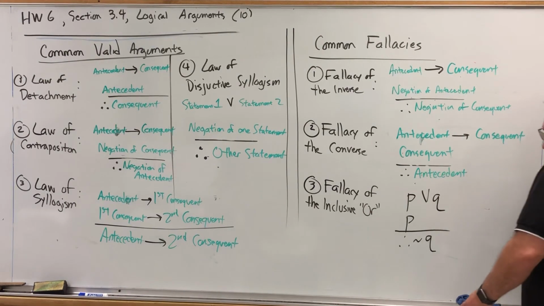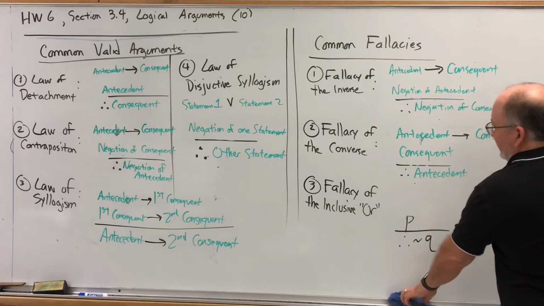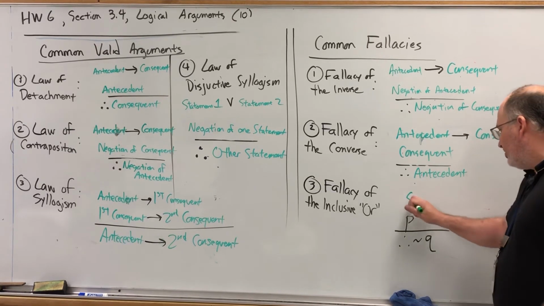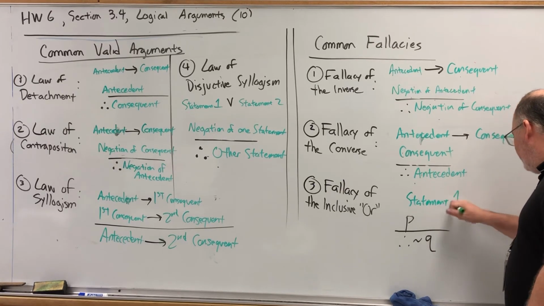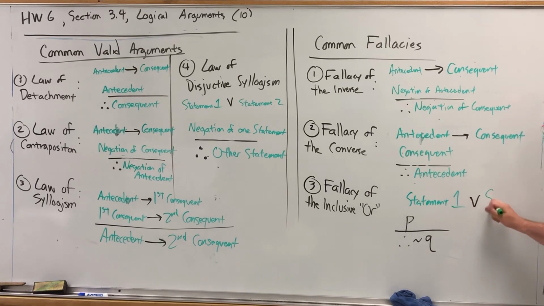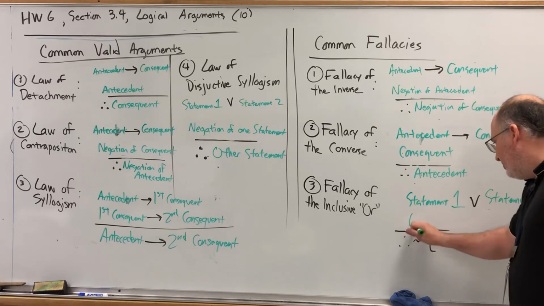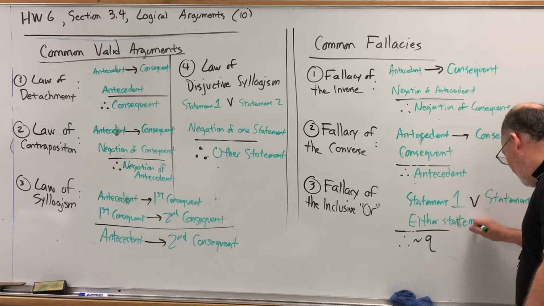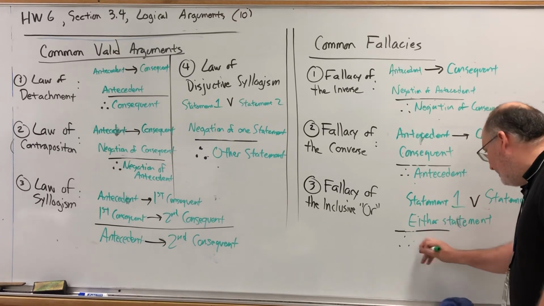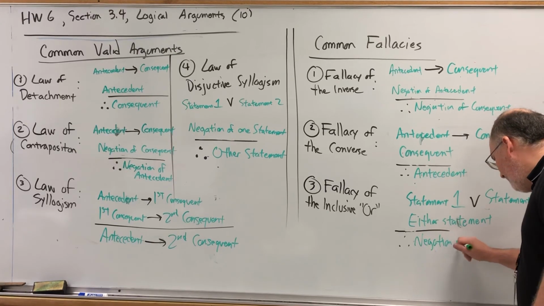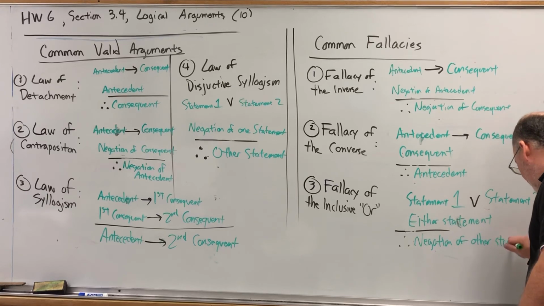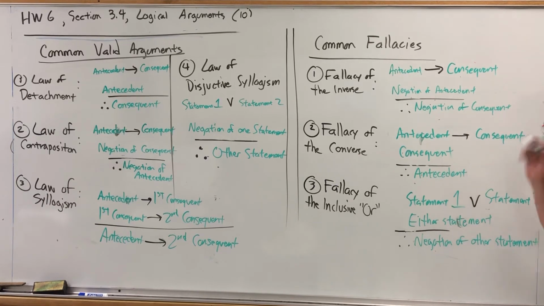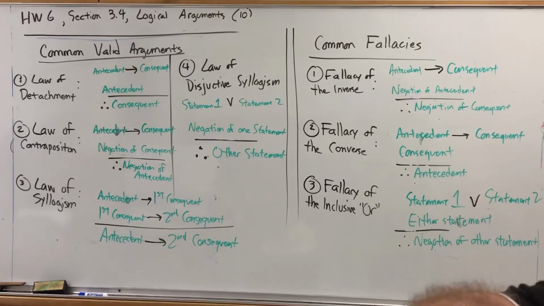And then for the fallacy of the inclusive or, just like the law of disjunctive syllogism, we can generically represent the disjunction as statement 1, disjunction, statement 2. And then for the second premise, we can say either statement, and the invalid conclusion being drawn is the negation of the other statement. You won't have to memorize these. I will give you every one of these, both in symbols as in the previous video and in words as you see right now.